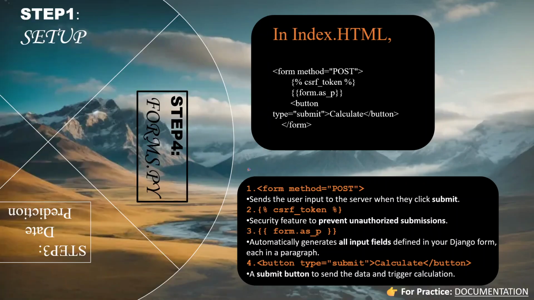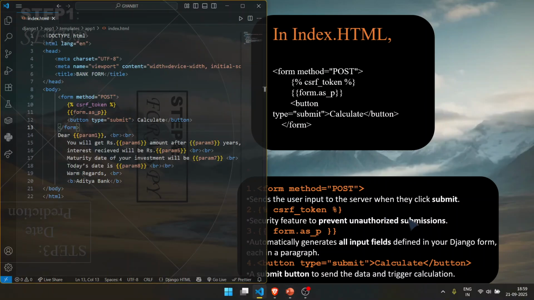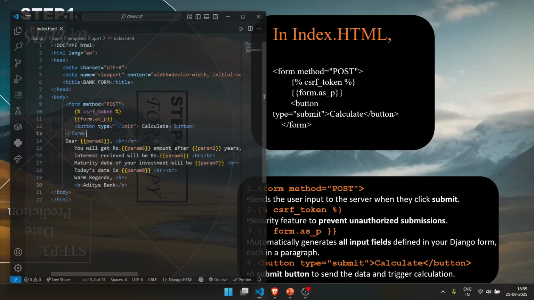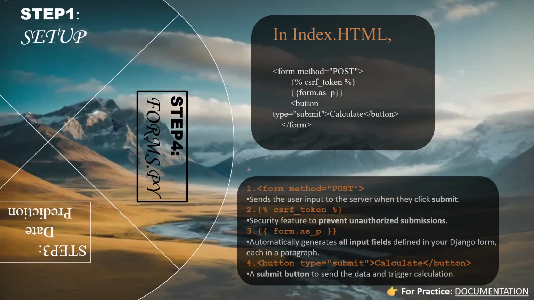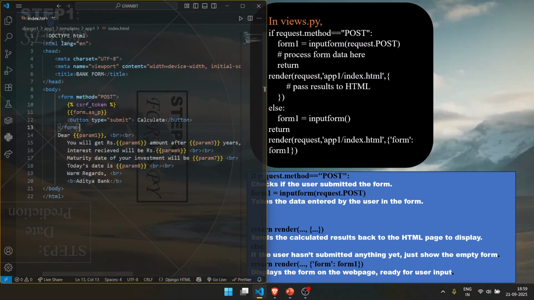Next procedure. The form method basically sends the user input to the server when they click the submit button, which we have done here, calculate. The CSRF token is a security feature to prevent unauthorized submissions. Forms.py will generate all input forms as a paragraph. Next, let's move forward. It says make changes in views.py. Let's go to views.py.